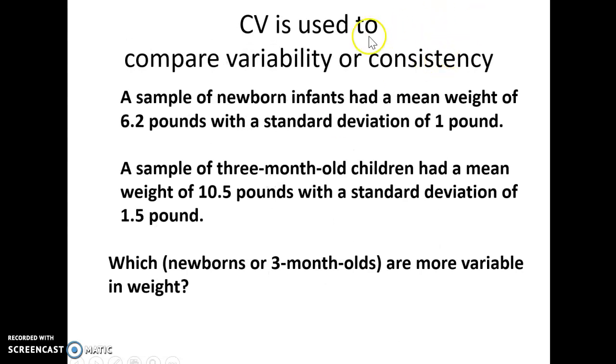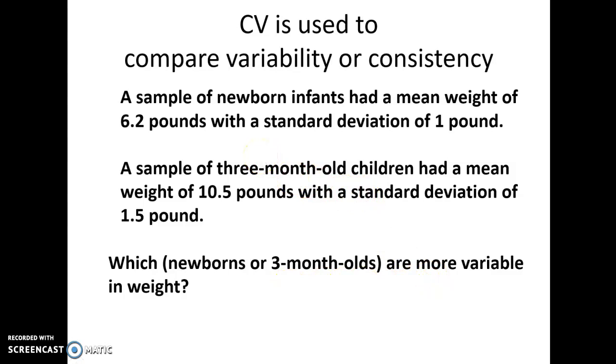So here's some examples of when you would use variability, comparing it using CV. A sample of newborn infants had a mean weight of 6.2 pounds and standard deviation of 1. A sample of 3-month-old children had a mean of 10.5 pounds, standard deviation of 1.5. Which are more variable? So let's do that calculation.